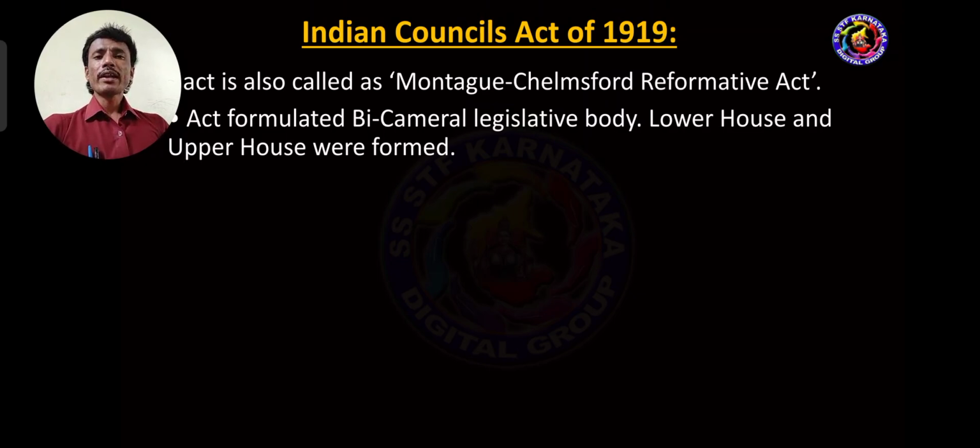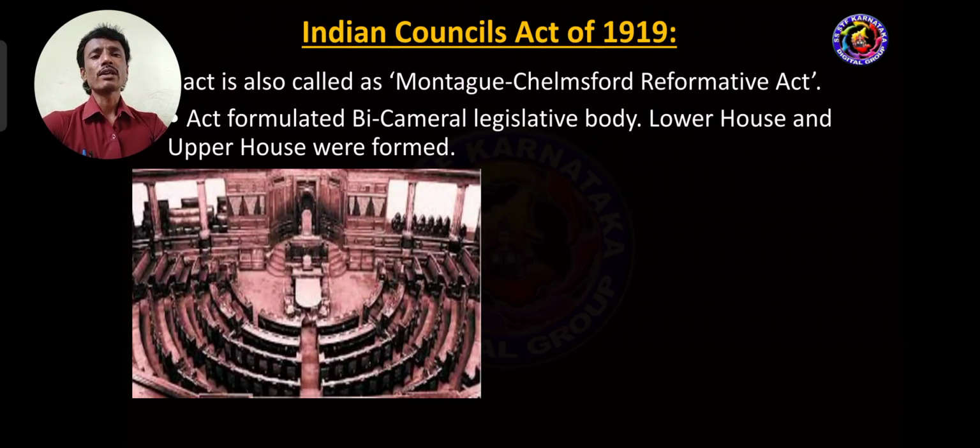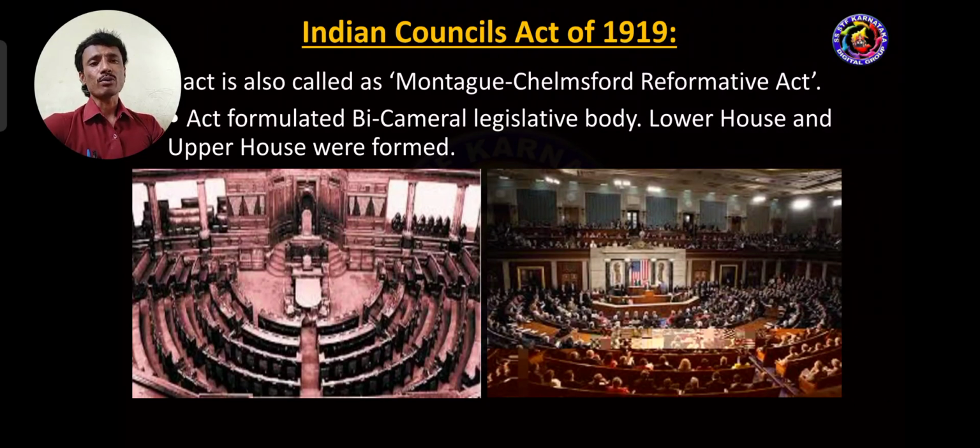So this act formulated a bicameral legislative body. Bicameral is nothing but composing two legislative bodies, one is the lower house, another is the upper house. The lower house is called Lok Sabha and the upper house is called Rajya Sabha at present. So under the Montagu-Chelmsford Reformative Act, or Indian Councils Act of 1919, a bicameral legislative body was created, consisting of a lower house and an upper house.